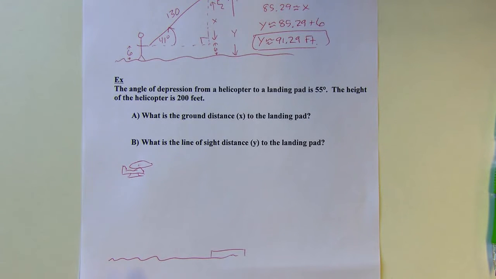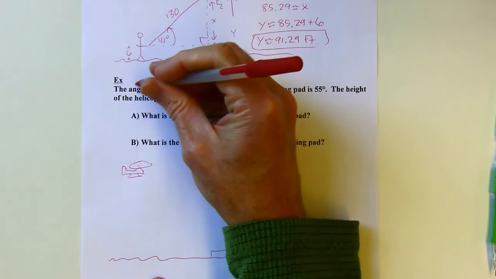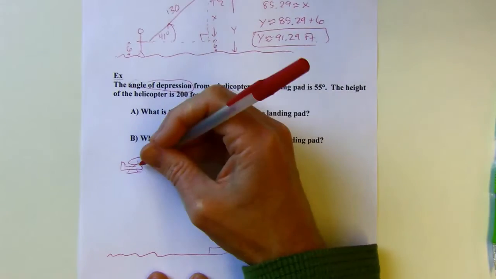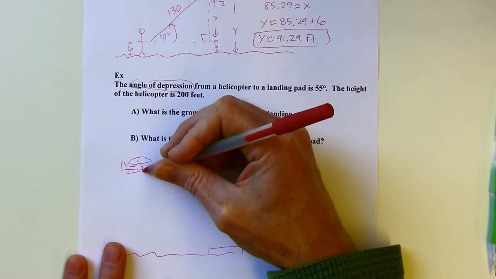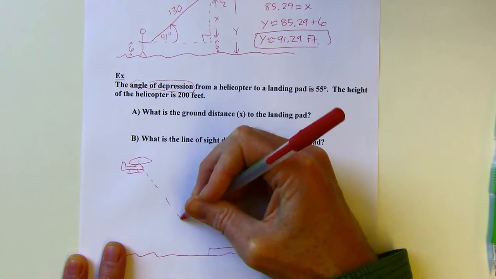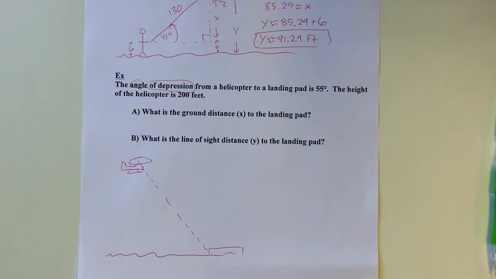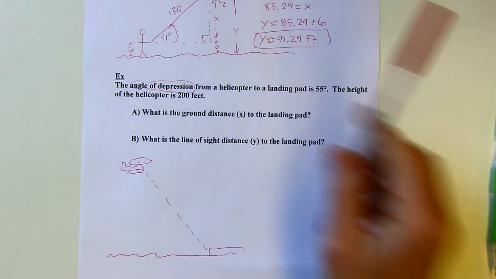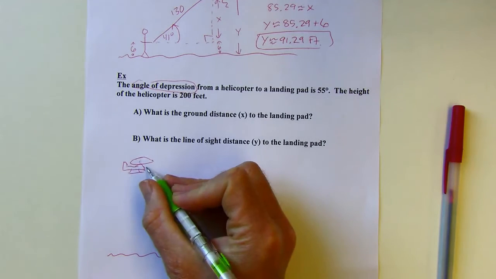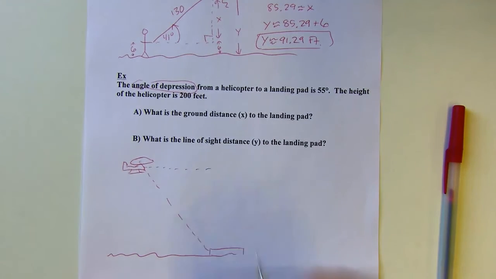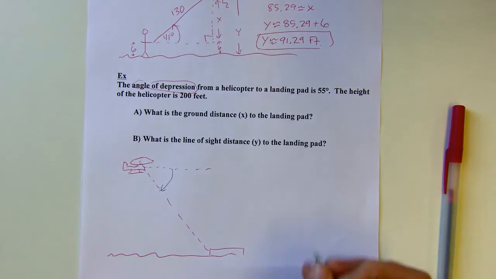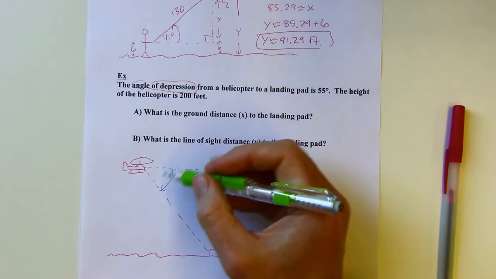All right. So it says the angle of depression, and this is what is going to get missed most often. Imagine the pilot in the helicopter looking at the landing pad. Here's the line of sight from the helicopter pilot seeing the landing pad. Now, they say the angle of depression from the helicopter to the landing pad. So what you want to do is imagine the helicopter pilot looking straight forward, and then he looks down at the landing pad. So the angle of depression is going to go right here.